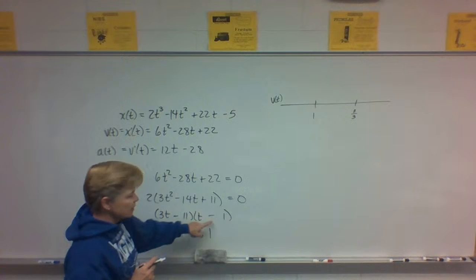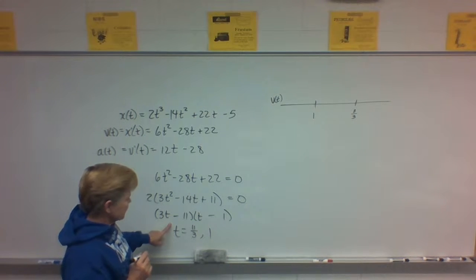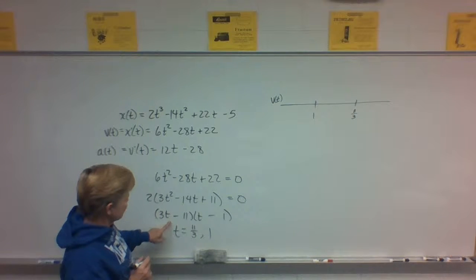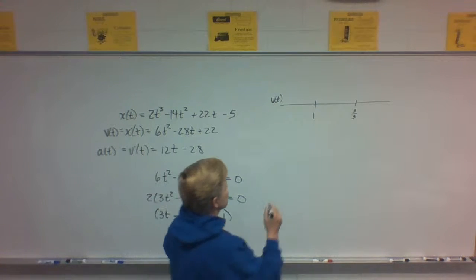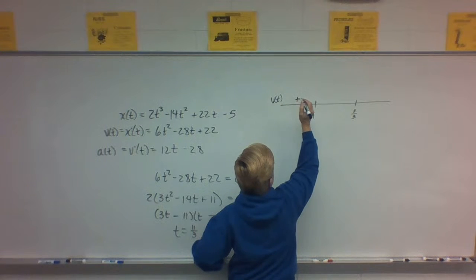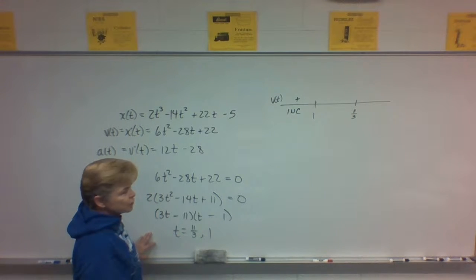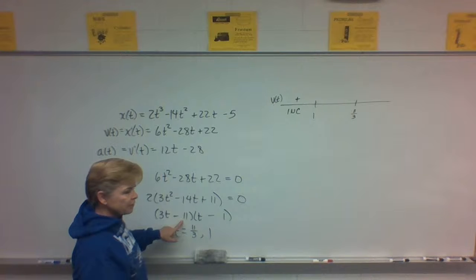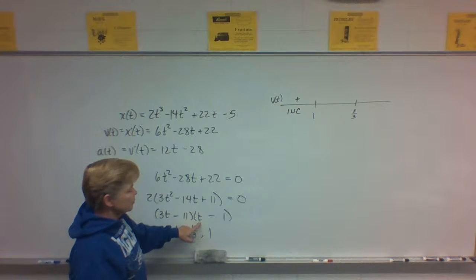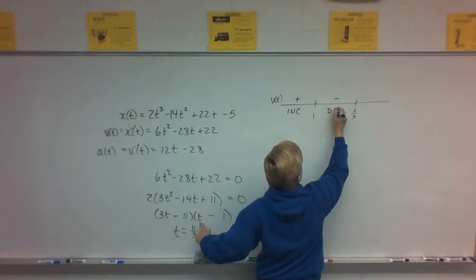Because I get two values that I can look at separately and decide if their product's going to be positive or negative. I want to check to the left of 1. If I plug in a 0, I'm going to get a negative 11 times a negative 1. Positive. So it is increasing here. I'm doing the first derivative test. Between 1 and 11/3, should we try a 2? That'll give me 6 minus 11, which is negative, times 2 minus 1, which is positive. So this is negative, and so it's decreasing.